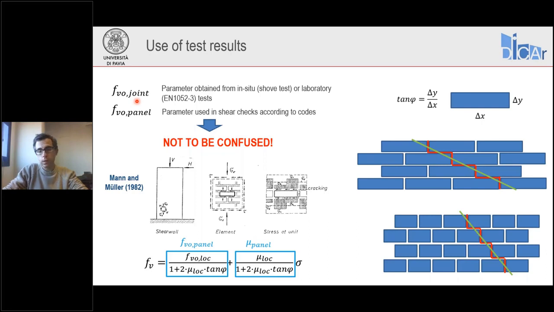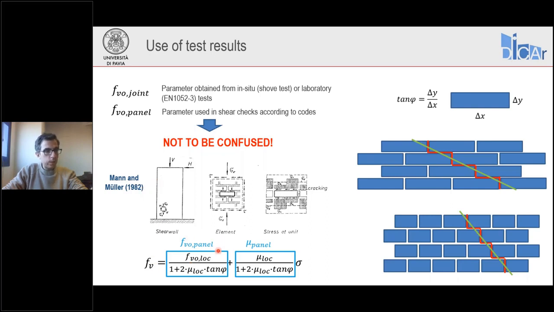But if you are doing a structural analysis, for example, using equivalent frame approaches such as Tremuri, so the Tremuri software is doing, you are required to use strength criteria of the elements, which depend on the shear strength of the panel. Now, these two parameters are not the same. The difference between these two is explained in the theory of Mann and Müller.